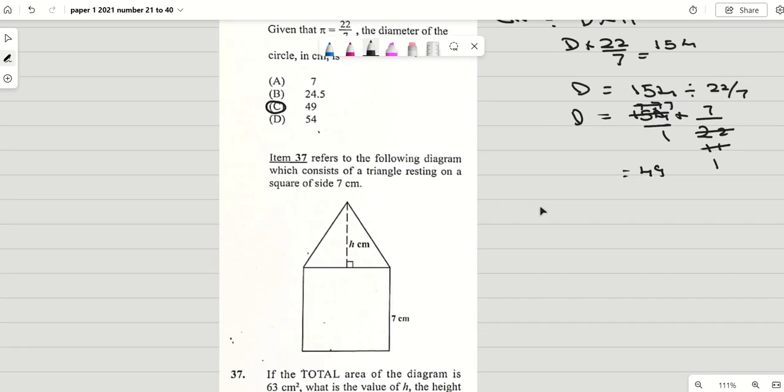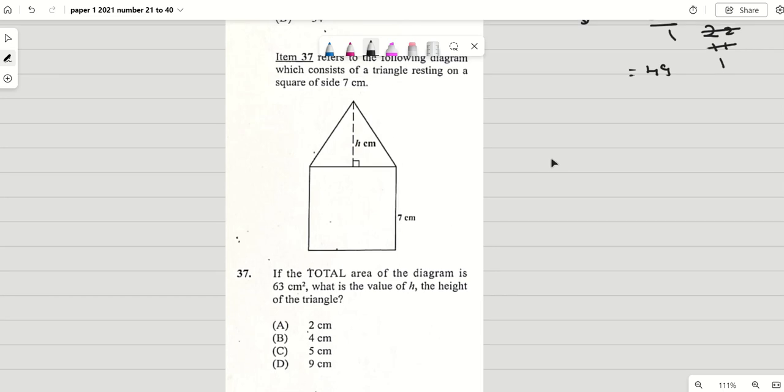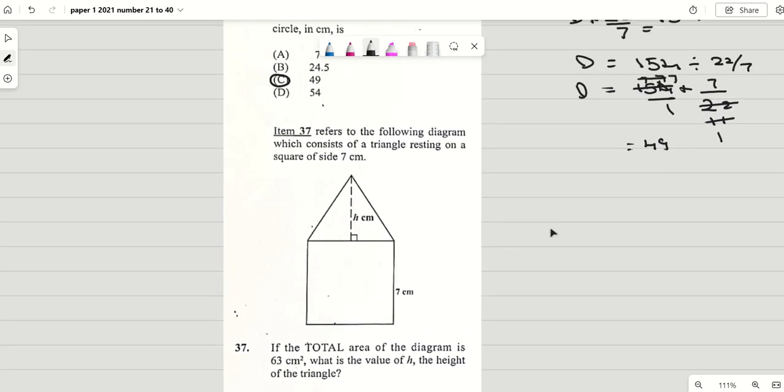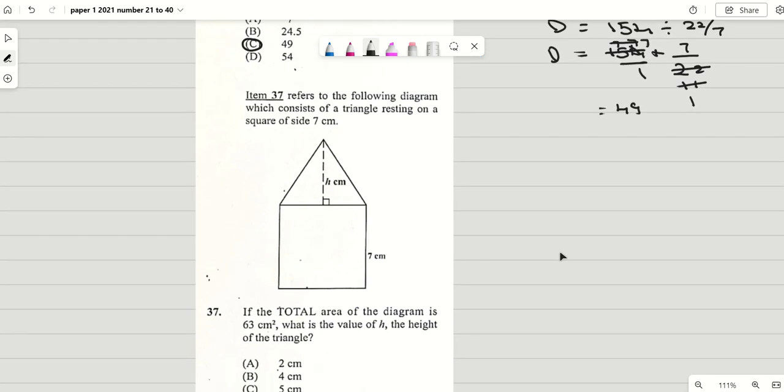All right. This is the next, no, this is something different. Item 37 refers to the following diagram, which consists of a triangle resting on a square of side 7, right? If the total area of the diagram is 63, what is the height of the triangle? First off, we have A1 and A2. We know that your area, A1 plus A2, is equal to 63 centimeters squared.